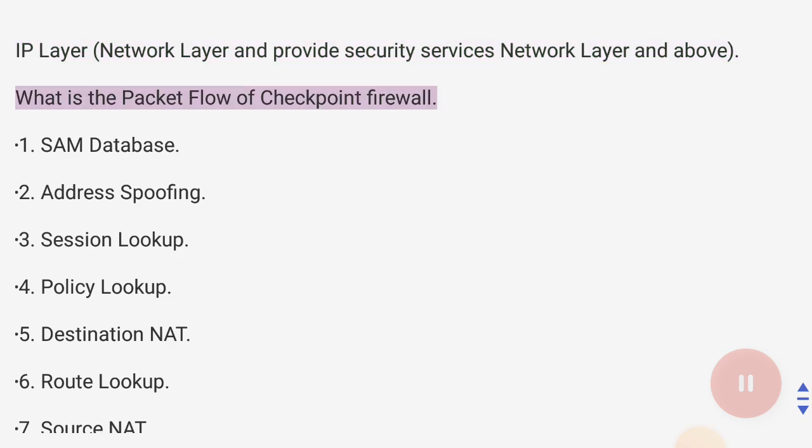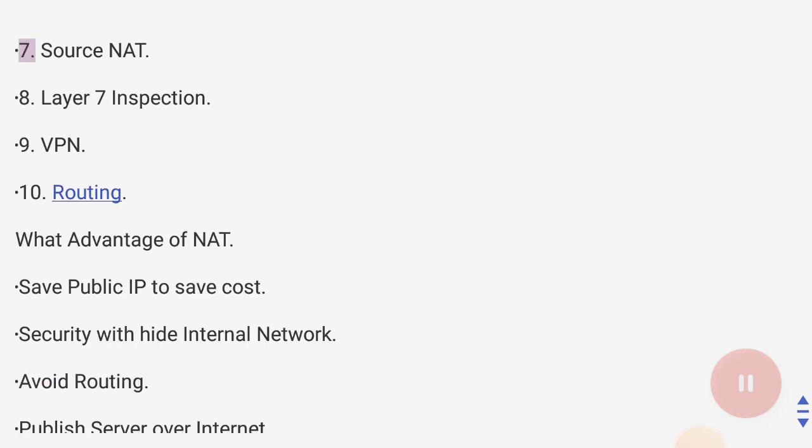What is the packet flow of Checkpoint Firewall? 1. SAM database. 2. Address spoofing. 3. Session lookup. 4. Policy lookup. 5. Destination NAT. 6. Route lookup. 7. Source NAT. 8. Layer 7 inspection. 9. VPN. 10. Routing.